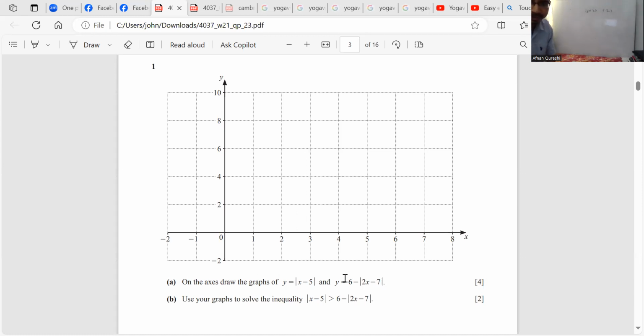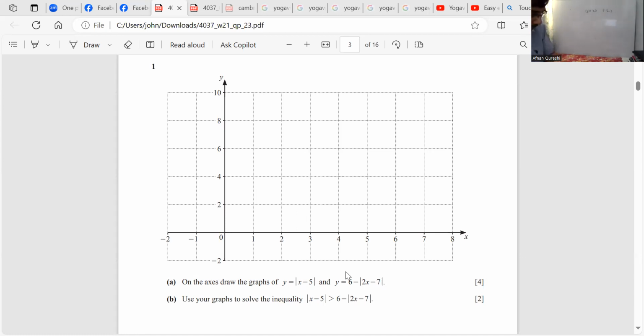So the first part, they're saying, draw the graph of y is equal to modulus x minus 5. So you know how to do it very easily. We have done it a lot of times in the class. y is equal to modulus x minus 5. Then y is equal to 6 minus modulus 2x minus 7. This is actually the tricky part of this question.